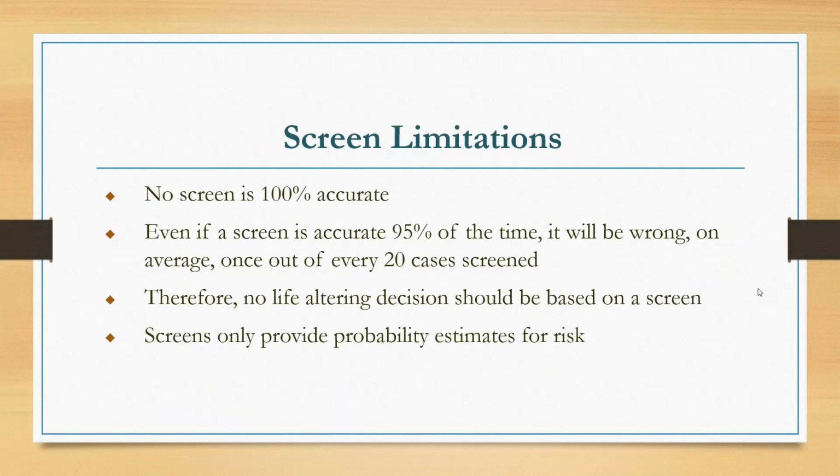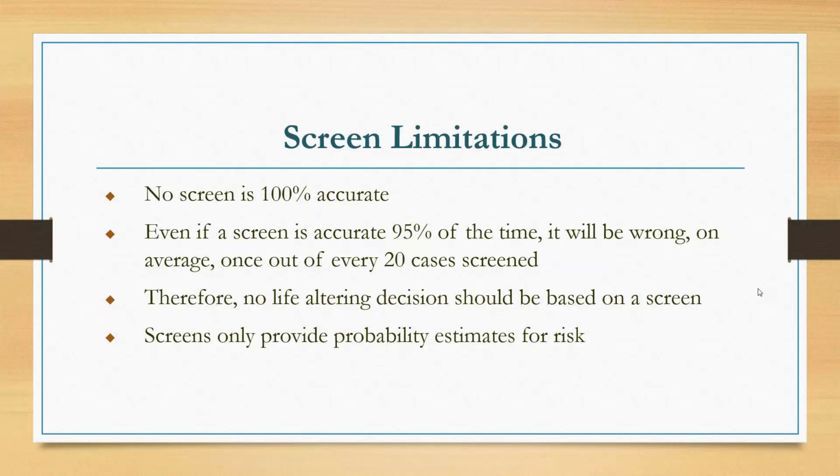Now, there are limitations to screens as well as everything else. There isn't a screen on the planet that's 100% accurate. I actually don't know of any screen that's accurate 95% of the time. But even if you had one that was accurate 95% of the time, on average, you'd still be wrong once out of every 20 cases. So keep in mind that no screen is perfect, and even the best of screens will still make a mistake at least once every 20 cases on average.